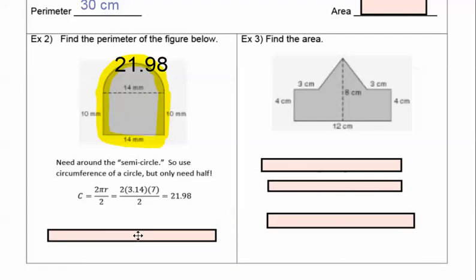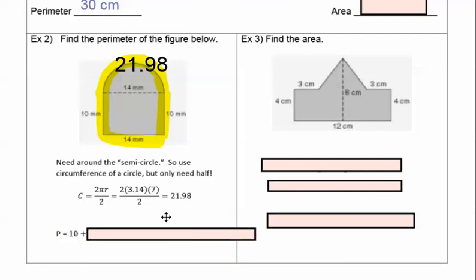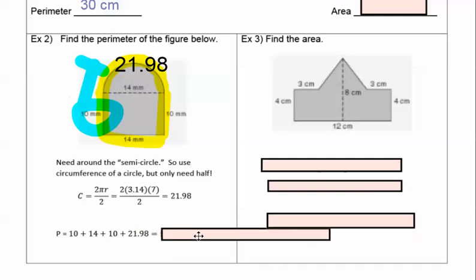And then let's see where I started. So then the perimeter, again, typically I circle where I start and then I make my little arrow. So we have 10 plus, oops, I went the other way. So 10 plus 14 plus another 10 plus 21.98 gives me a total perimeter of 55.98, and it's millimeters or mm. Okay, so perimeter is just along the outside.